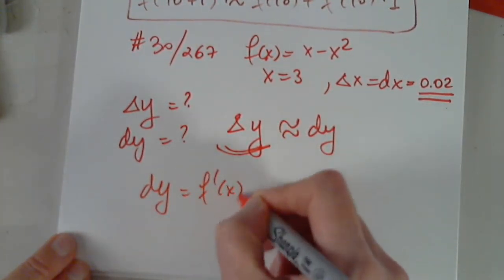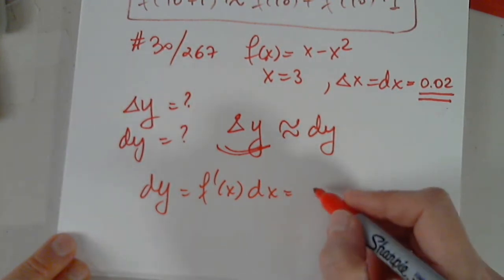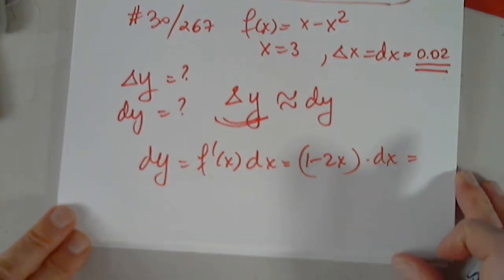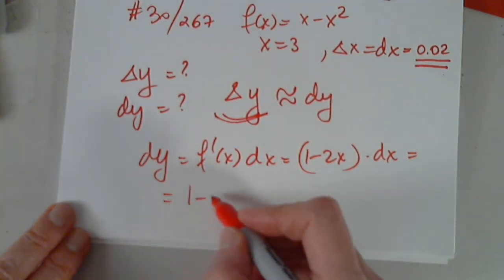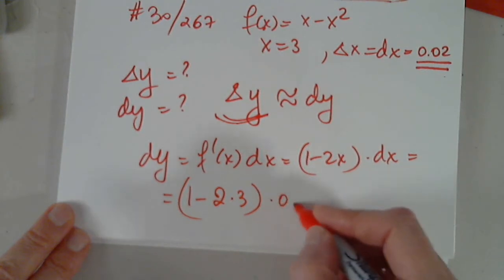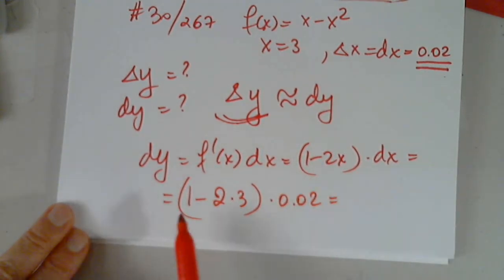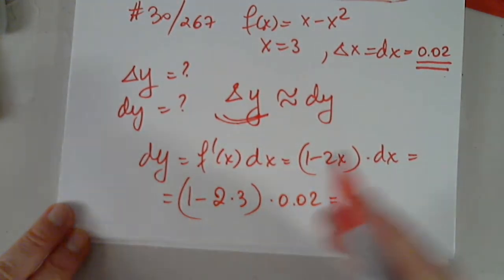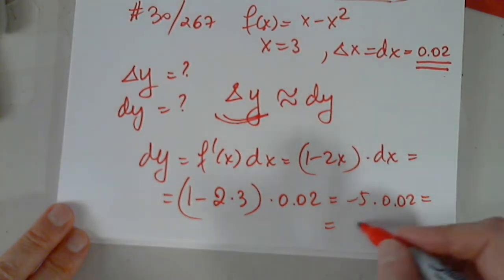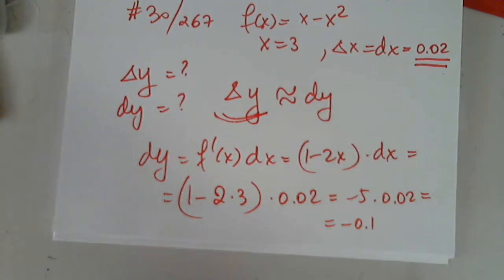dy equals f prime of x dx. F prime of x will be 1 minus 2x times dx. And I just have to plug in the numbers. 1 minus 2 multiplied by 3, multiplied by 0.02. So 1 minus 6 is negative 5. And negative 5 times 0.02 is negative 0.1. Please check my numbers. Sometimes I think of the next step and I mess up the numbers. And I shouldn't.